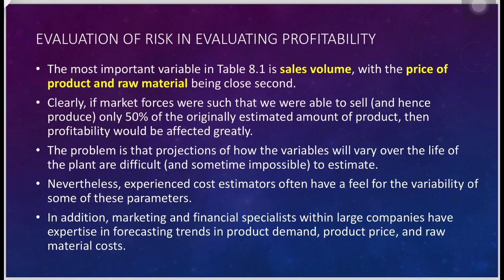So the most important variable in that table is the sales volume, with the price of product and raw material being close to second. Clearly, if market forces were such that we were able to sell only 50% of the original estimated amount of product, then profitability would be affected greatly. So the problem is that projections of how the variables will vary over the life of the plant are difficult and sometimes impossible to estimate.